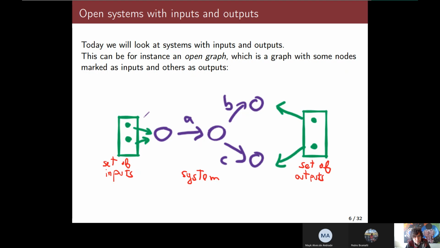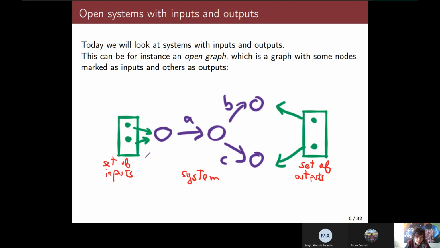And so this graph here is marked: it has two markings of inputs here and two markings of outputs here. And you will see why, but this can be interpreted as an open graph. This is a graph where you can plug in another graph using this input. So if you have another graph here, you can glue these two graphs, compose these two graphs, by doing a pushout construction.